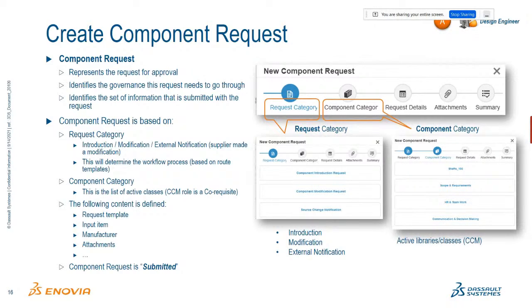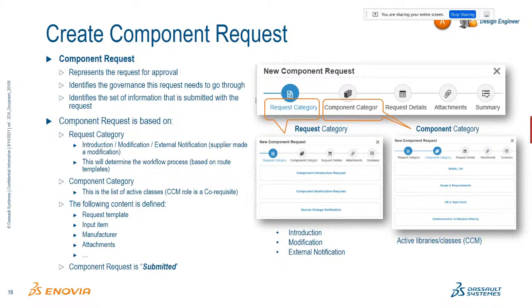After that, we use the component category. That is the relation with the CCM role or with the classification libraries that I mentioned earlier. It's not really mandatory, but we can also use those classes that will define how we categorize the component itself. Since we already have this mechanism called classification, obviously we want to reuse it here in order to categorize this component.